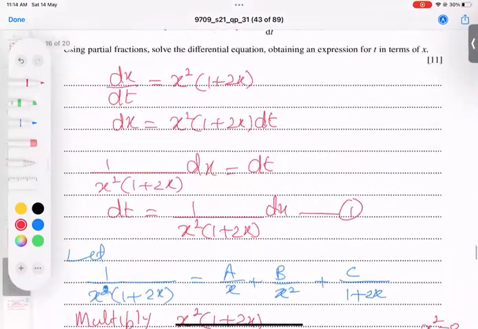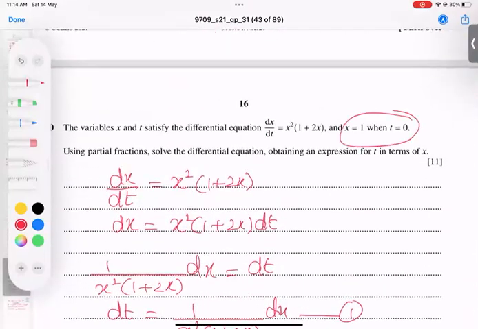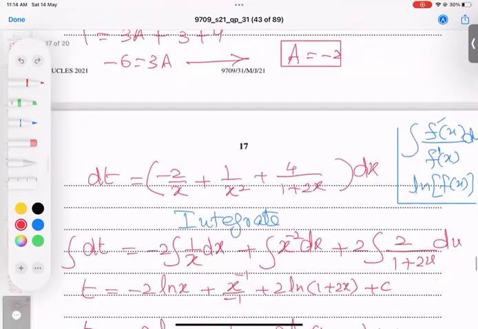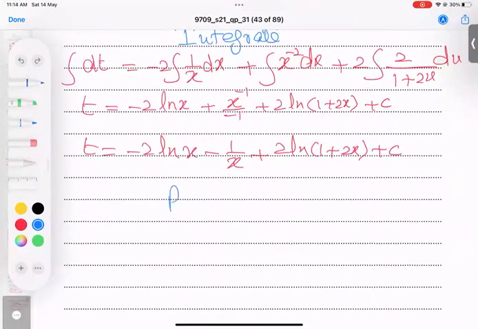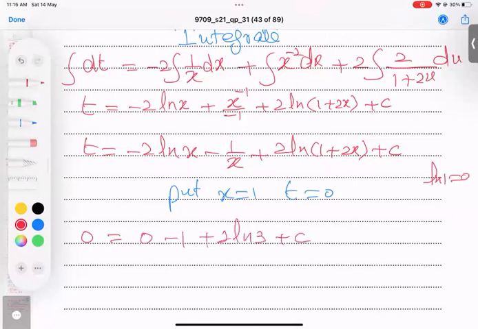Now I use this data. This I did not use till now. And x is 1, t is 0. So t0 is gone. When ln1, ln1 is confirmed 0 because you know ln1 is 0. So this is 0. 1 by 1, you get -1. When you plug in here, I get 3. So plus 2 ln3 and plus c. So c becomes 1 minus 2 ln3.